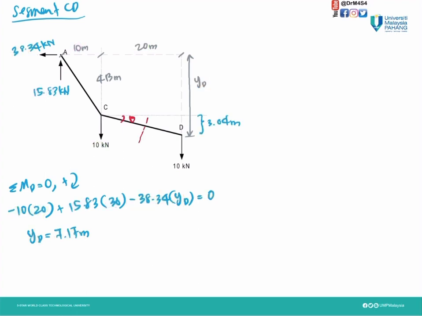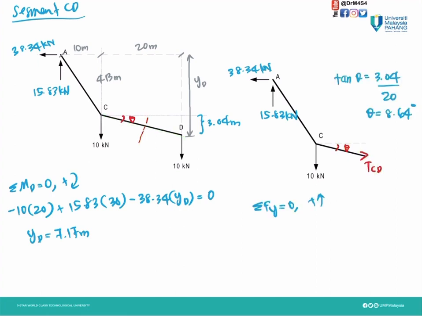So we know what is our YD is 7.17 meter. We know distance here, we get this distance here is 3.04 meter. Now we need to find force for TCD. This is tension in cable CD. We cut it half, so this is how it looks like. So theta is here. To calculate theta, tangent theta is 3.04 divided by 20. So here 20. So we get our theta is 8.64 degree.